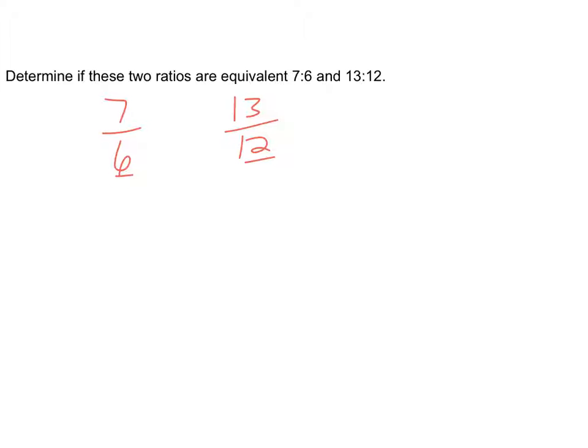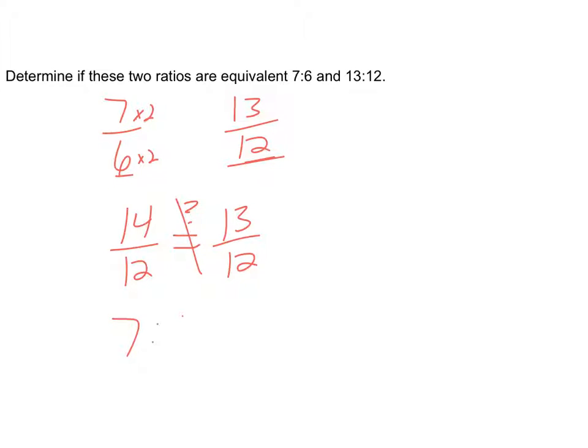So I don't have to change this second fraction, but I do have to change this first one by multiplying the top and the bottom by 2. So really, 7 times 2 is 14, 6 times 2 is 12. I get 14 over 12. So I get 14 twelfths and 13 twelfths. Are these the same? And the answer is no, they aren't, because 14 is not equal to 13. So 7/6 is not equivalent to 13 twelfths.